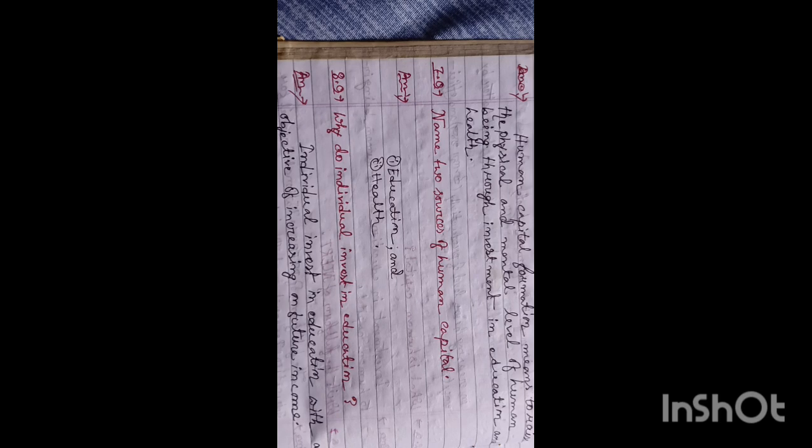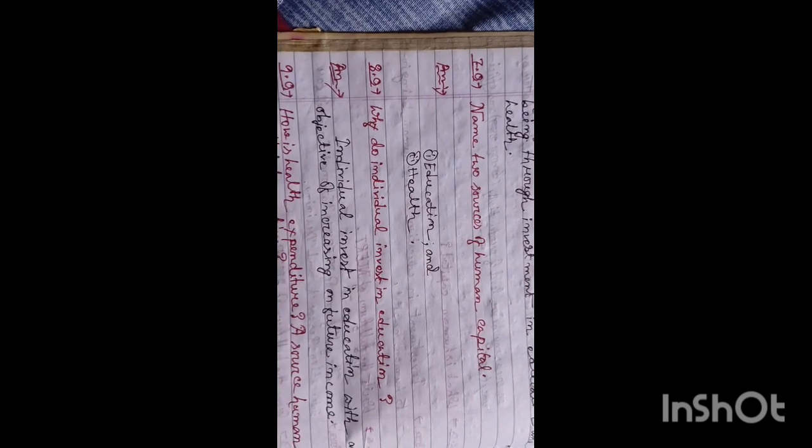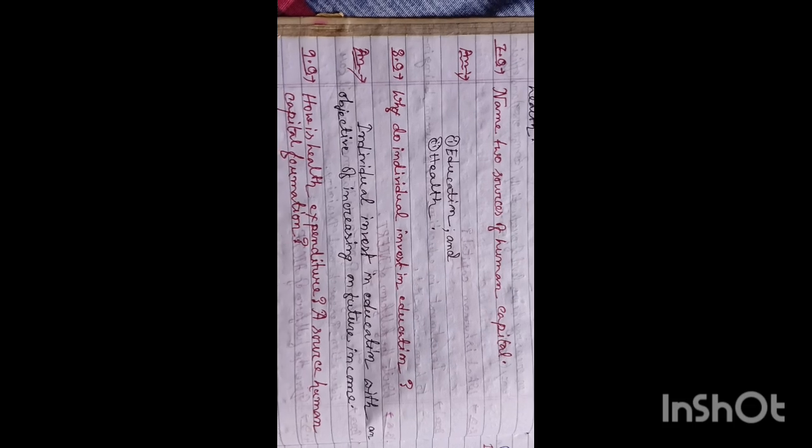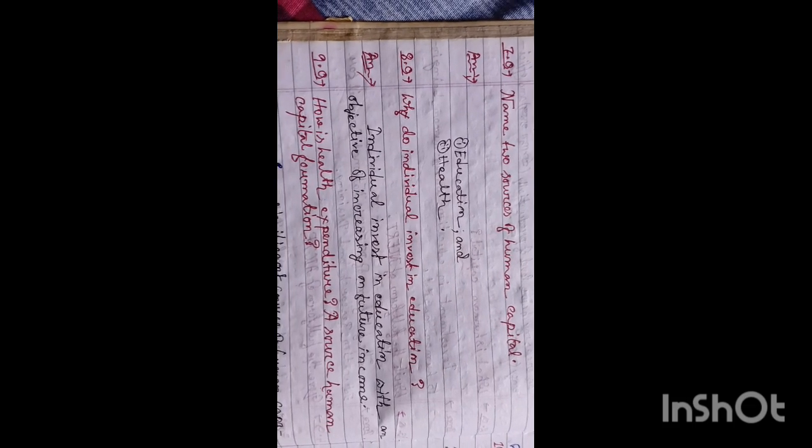Human capital formation means to raise the physical and mental level of human beings through investment in education and health. Name two sources of human capital. Number 1, education, and number 2, health. Why do individuals invest in education? Answer. Individuals invest in education with an objective of increasing their future income.